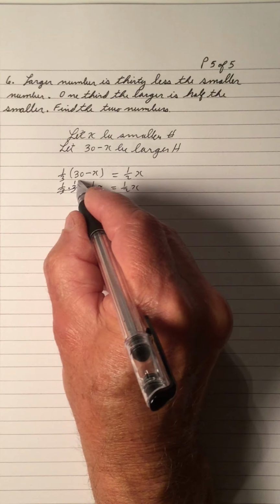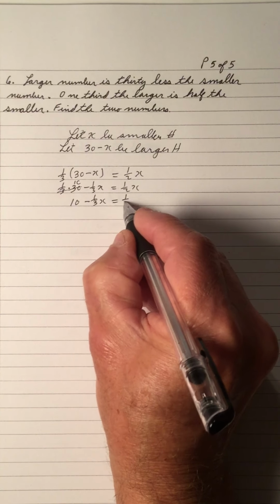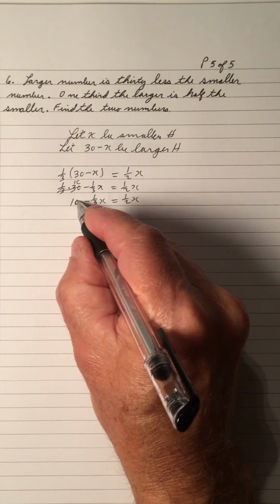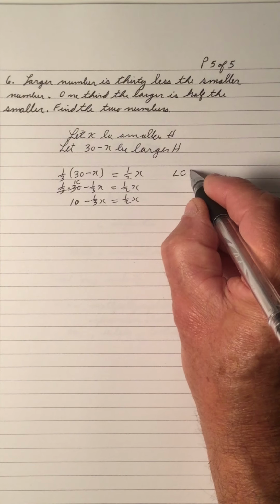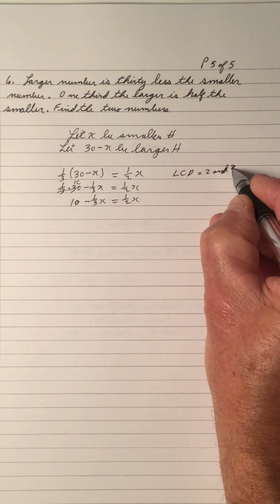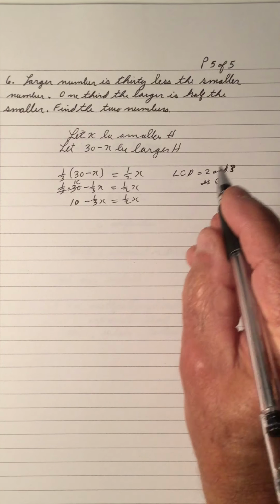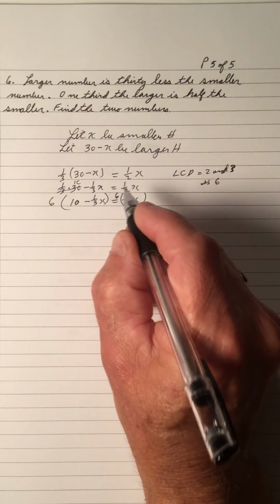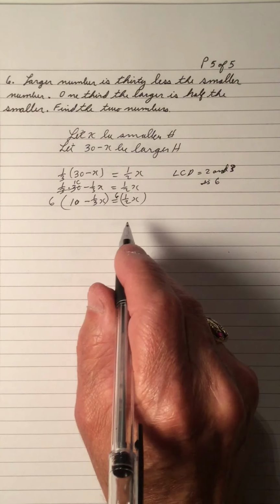So 1/3 of 30, you cancel, so you get 10 minus 1/3 x equals 1/2 x. So I multiplied by 1/3, I did it in 2 steps. Now when we have an equation with fractions, we multiply both sides by the LCD. The LCD for 2 and 3 is 6. So we multiply each side by 6. Just one way to do it. But if I'm consistent with equations with fractions, multiply both sides by the same denominator.